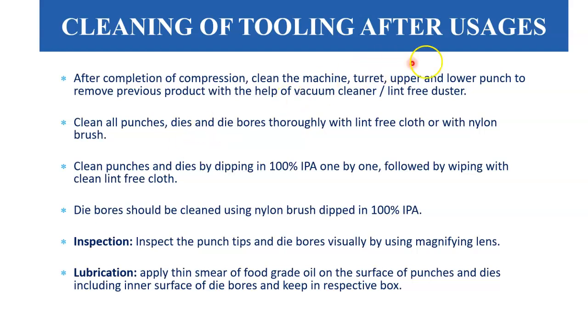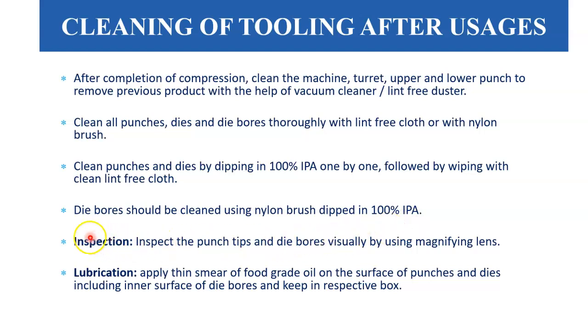Next point is cleaning of tooling after use. After every use, there is a process of cleaning of punches and dies. After completion of compression, clean the machine, turret, upper and lower punch to remove the previous product with the help of vacuum cleaner or lint-free duster. Then clean all punches, dies and die bore thoroughly with lint-free cloth or with nylon brush. Clean the punches and dies by dipping in 100% IPA one by one, followed by wiping with clean lint-free cloth. The die bore should be cleaned using nylon brush. Dip in 100% IPA. This is the cleaning process of punches and dies after use.